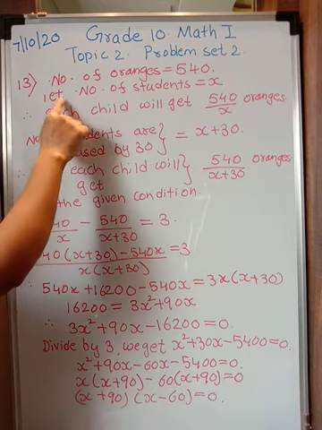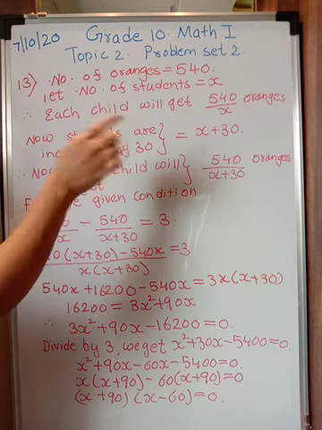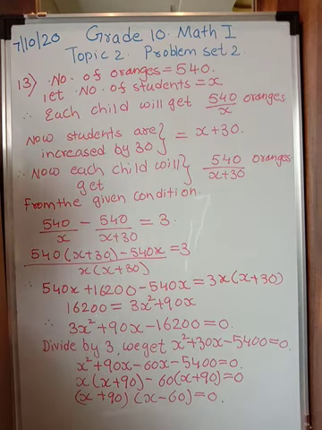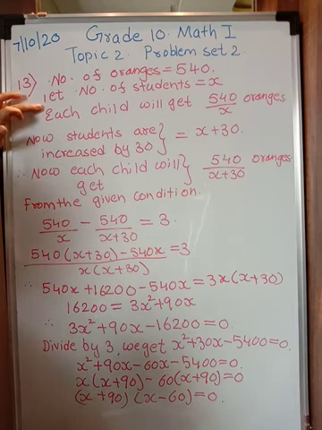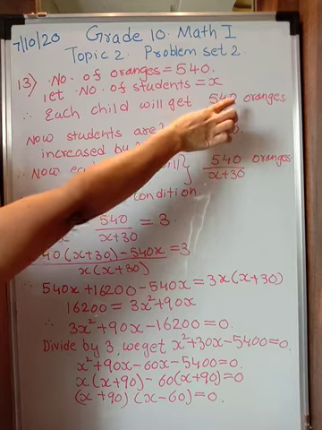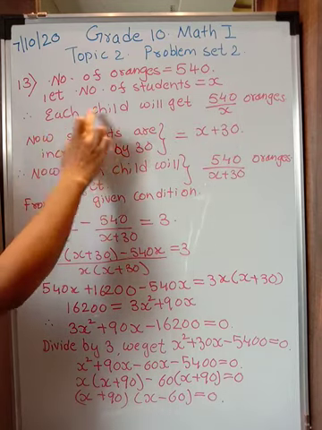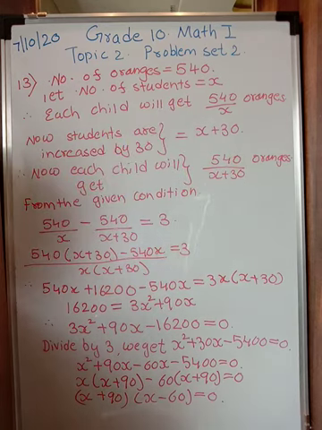Now see students, if the number of students is x, then each child is going to get 540 upon x oranges. For example, imagine there are 10 oranges and there are 5 students. So each child will get how many oranges? We can orally tell 2, isn't it? So what you did? You did 10 divided by 5. So the total number of oranges divided by the total number of students will give how much each child is going to get. So each child will get 540 upon x oranges.